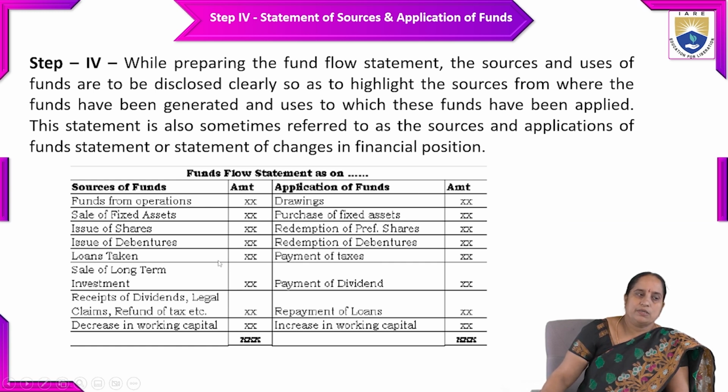So here two things we are going to incorporate. One is sources of funds, other one is application of funds. So under sources of funds, which tells us from where we acquire the funds, what are the different sources: funds from operations, sale of fixed assets, issue of shares, issue of debentures, loans taken, sale of long-term investment, receipts of dividends, legal claims, refund of tax, etc. Then decrease in working capital.